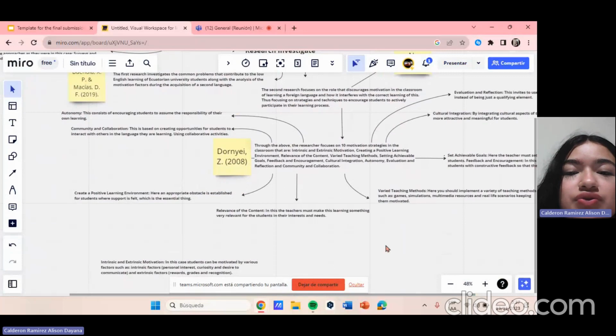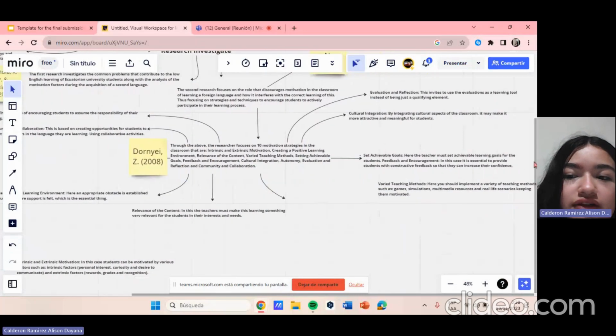So the studies above focus on 10 motivational strategies in the classroom. There are intrinsic and extrinsic motivation, creating a positive learning environment, varied teaching methods, setting achievable goals, feedback and encouragement, cultural integration and autonomy, evaluation and reflection, and community and collaboration in the classroom also.